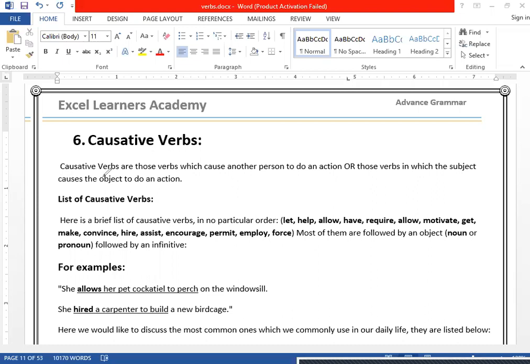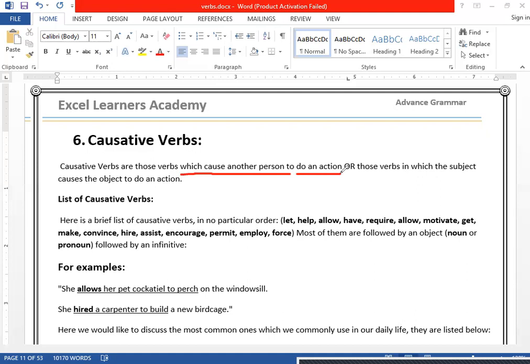Causative verbs are those verbs which cause another person to do an action. Look here, which cause another person to do an action. Causative verbs are verbs that cause another person to do an action for you or for himself. Like for example, I made you to study hard.